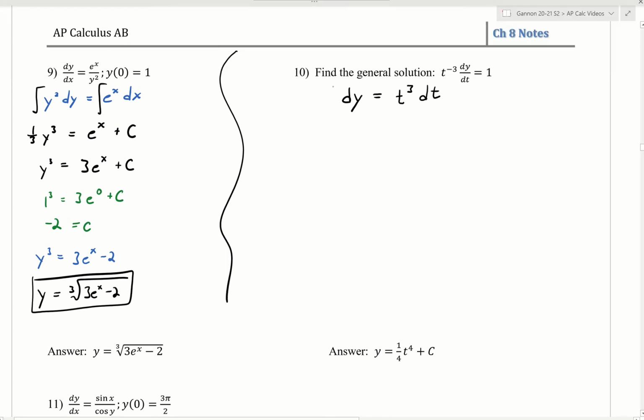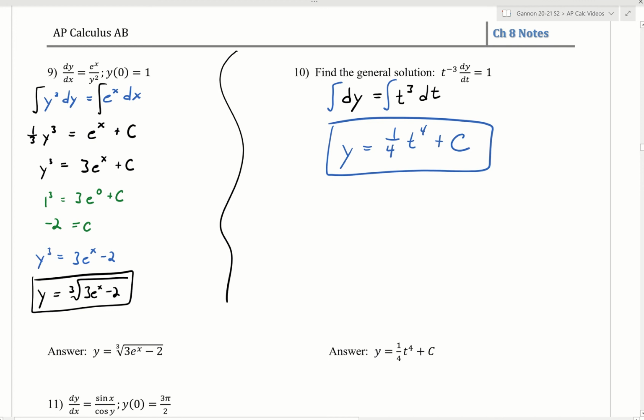So this becomes pretty simple to integrate from this point. Integral of dy is y. And then the integral of t cubed is going to be 1/4 t to the 4th plus c. And there is no initial condition, so we're just going to get the general solution.